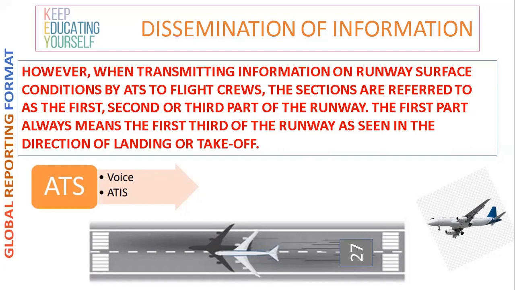The first part always means the first third of the runway as seen in the direction of landing or takeoff. So if an aircraft is making an approach for runway 27, the beginning from runway 27 will become the first third. So the controller has to convert that runway condition report, which he will always get for runway 09, for runway 27.